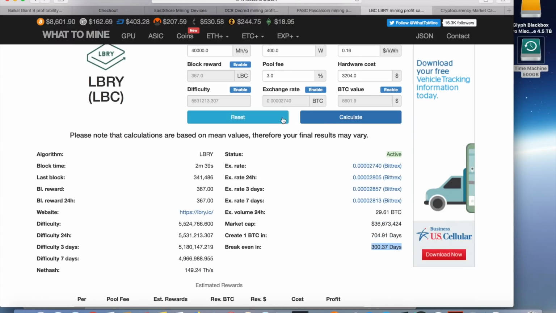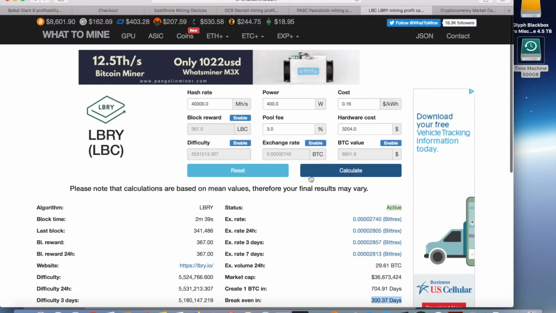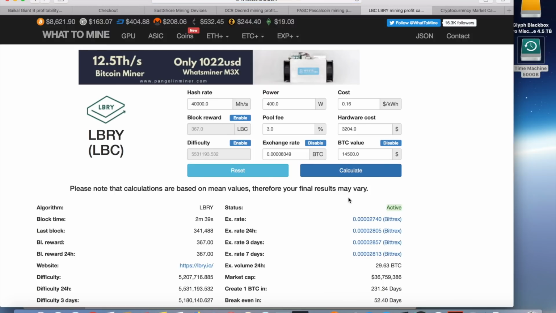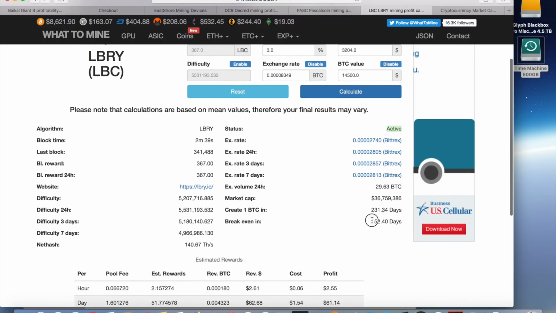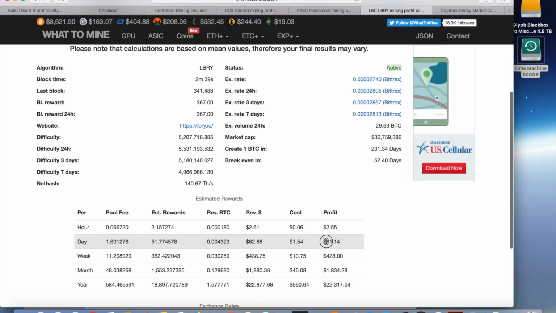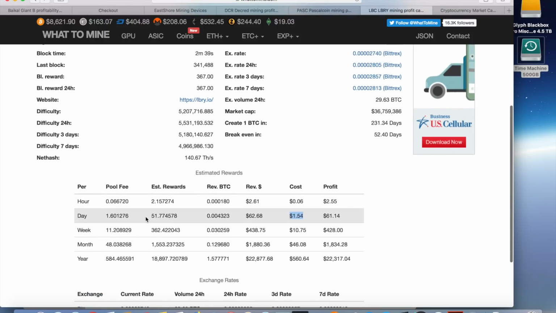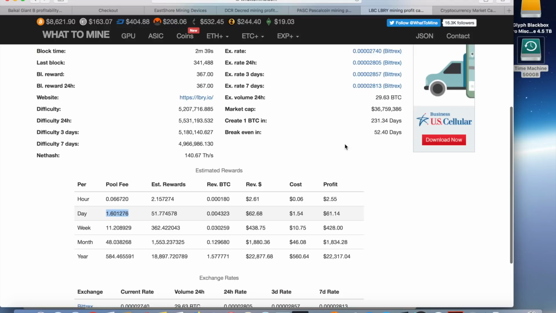Now, let's do Library Credits, the last one here. On that day, Library Credits was 8,349 satoshis, and Bitcoin was 14.5. Library Credits break even: 52.4 days. You're looking at $61 in profit, after $1.54 in electricity and your pool fees.